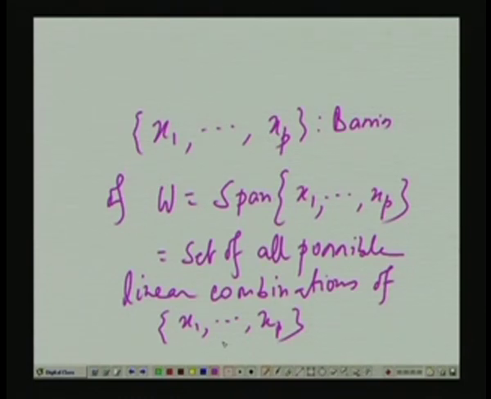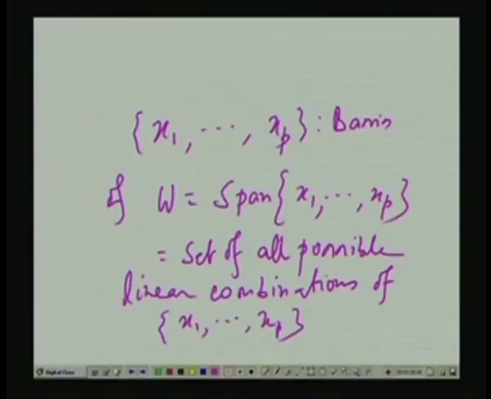My claim is that this set itself becomes a vector space. We call it a subspace because it is a subset of the mother space H. How would you say that this becomes a vector space? Well, you take one linear combination, that is one element of the span. Take another linear combination of these, that is again an element of the span.